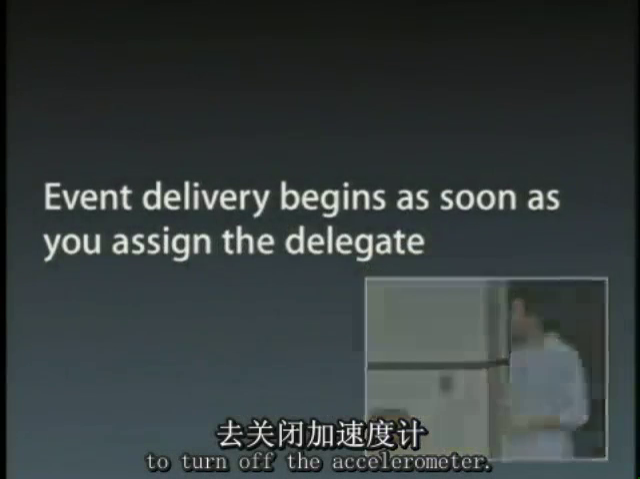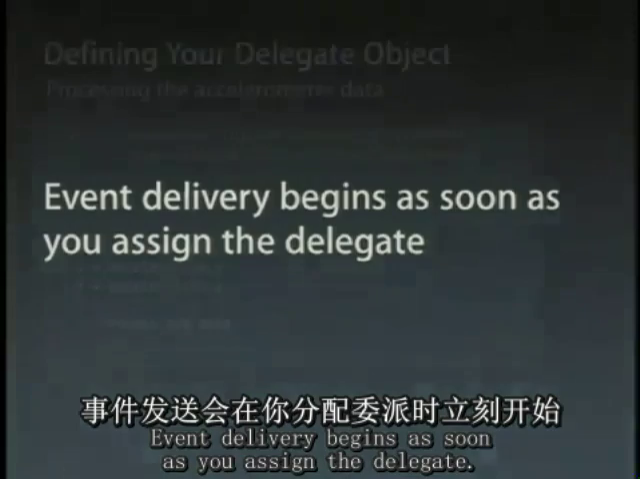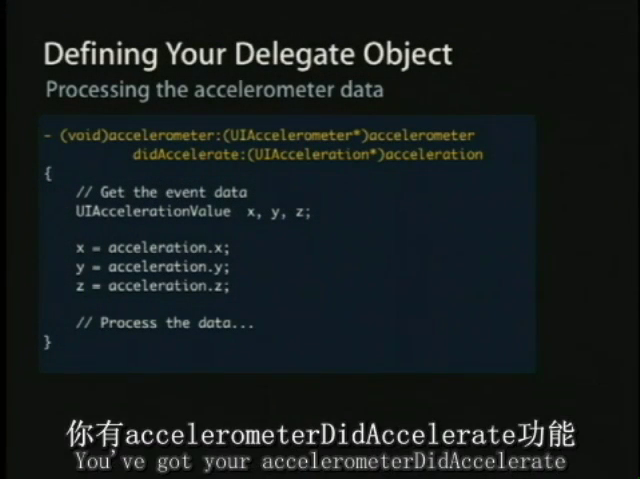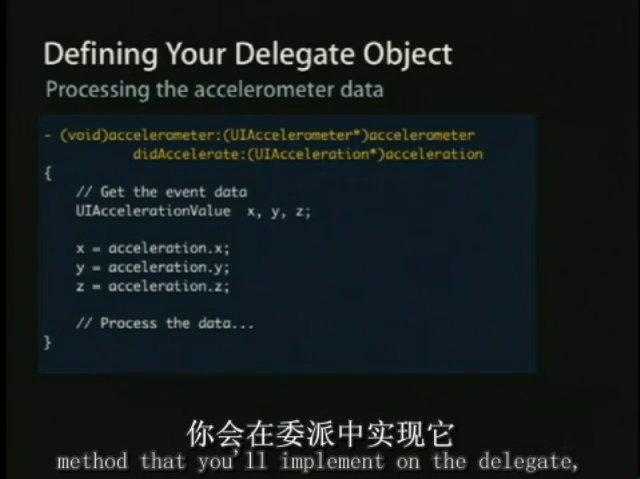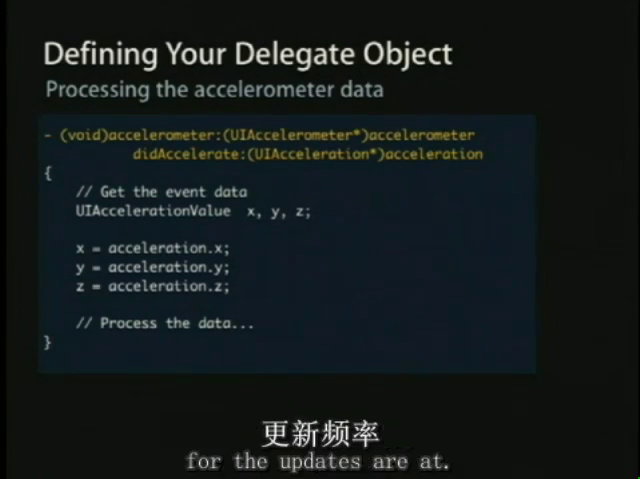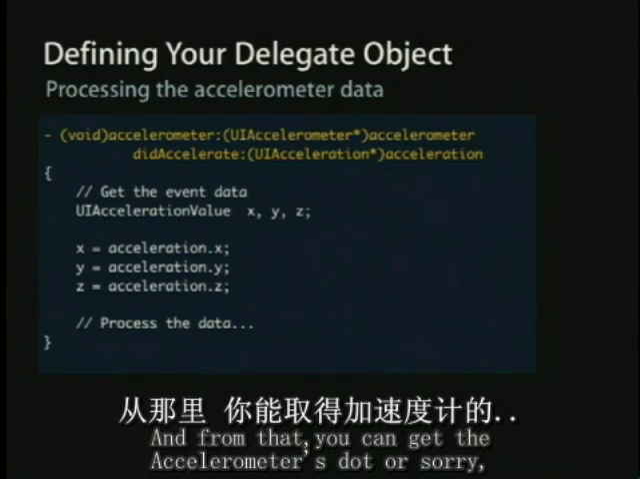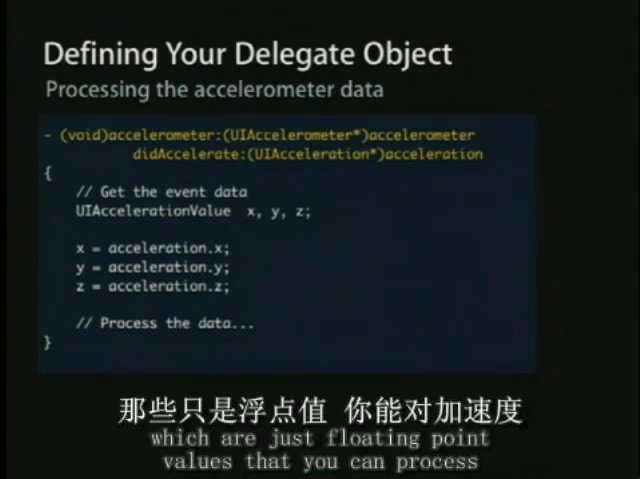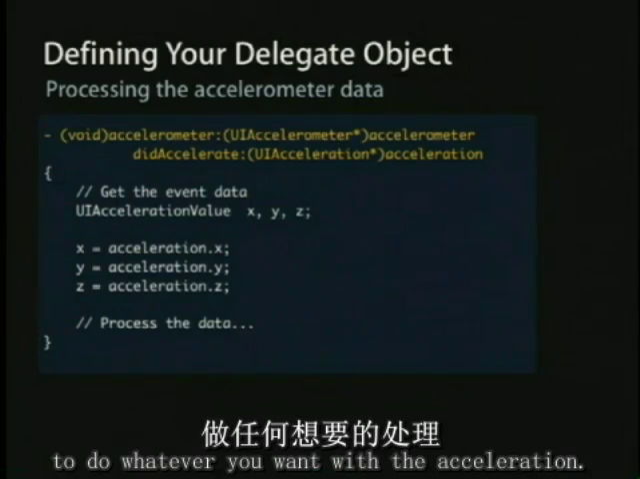All right, so event delivery begins as soon as you assign the delegate. Defining your delegate object, you've got your accelerometer:didAccelerate: method that you'll implement on the delegate. And that's going to give you back this UIAcceleration every time, whatever the frequency is that you've asked for the updates at. And from that, you can get the acceleration's X, Y, and Z values, which are just floating point values that you can process to do whatever you want with the acceleration.